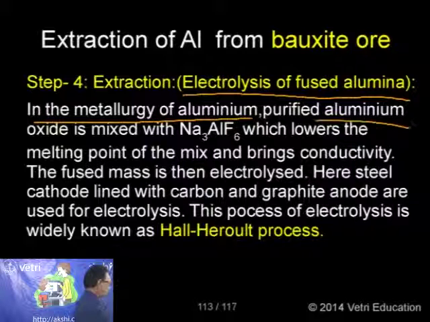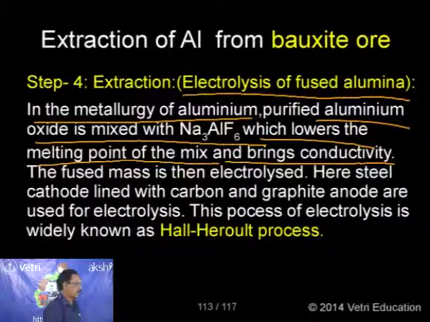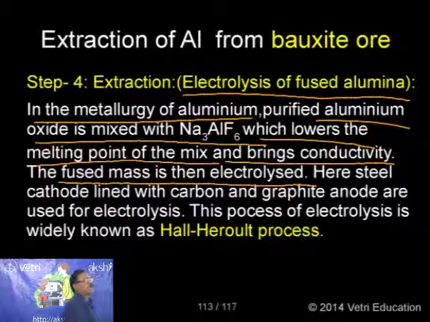Aluminum oxide is mixed with Na3AlF6, which lowers the melting point of the mix and brings conductivity. So why are we mixing Na3AlF6? It lowers the melting point of the mix and brings conductivity. Now this fused mass is electrolyzed. We have to pass electric current.